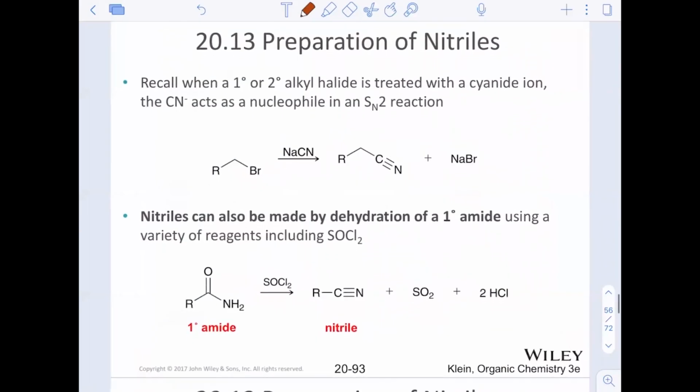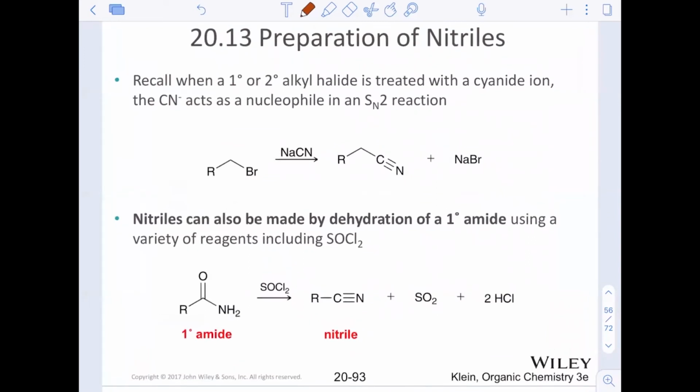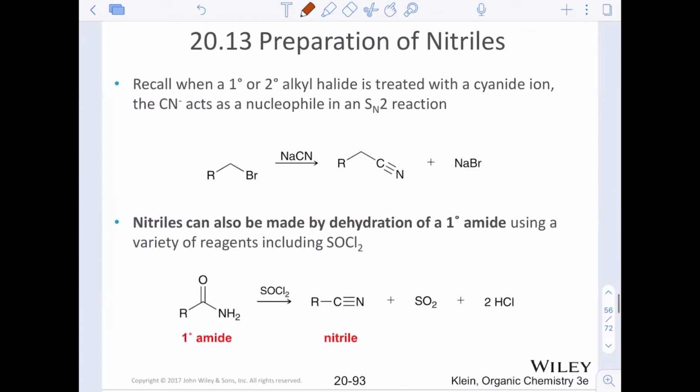With nitriles, remember we have the ability to create a nitrile in an SN2 reaction when either a primary or a secondary alkyl halide is treated with the cyanide ion. CN- is our good nucleophile but bad base, so it only does SN2 reactions. That lovely backside attack, kicking out our leaving group.